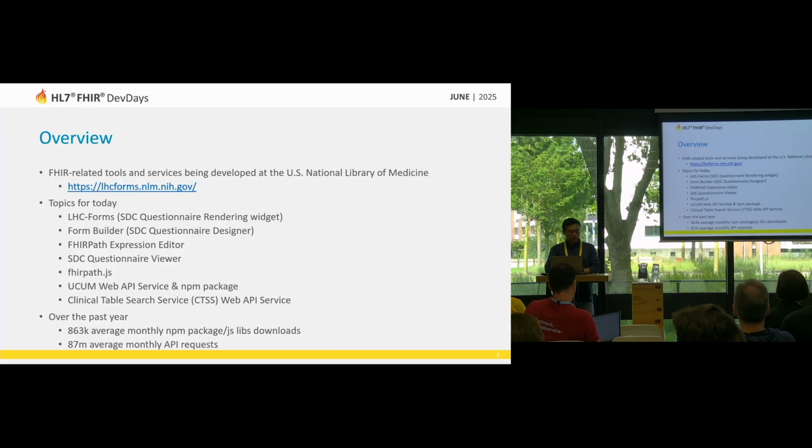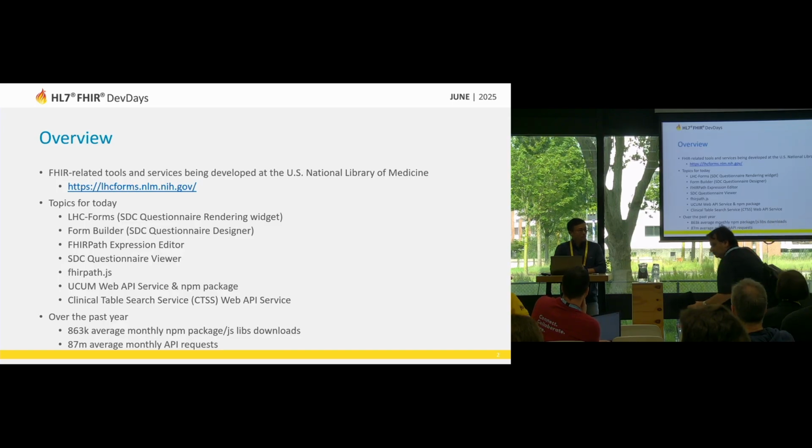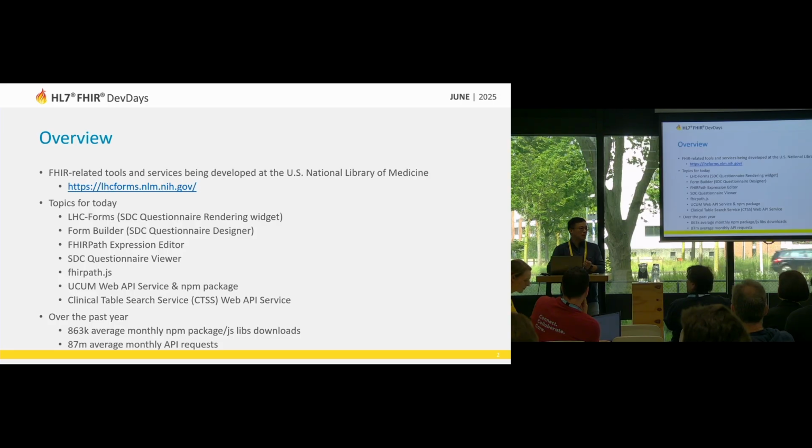Overall, we see more than 800 average monthly downloads for our software packages, and there are more than 87 million web API requests every month. Because we're not allowed to track users, we'd like to know who is using this service and what you use it for. So if you have a chance, fill in the poll in the app. Or maybe you can talk to me afterward.